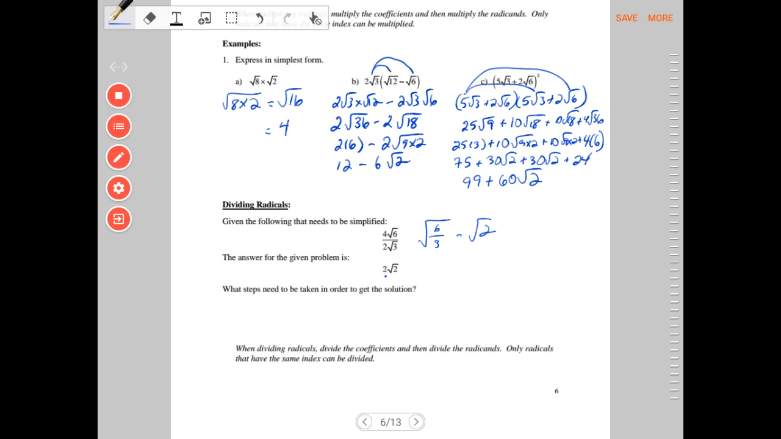Coefficients divided by coefficients and radicands divided by radicands. Again, only radicals that have the same index can be divided.